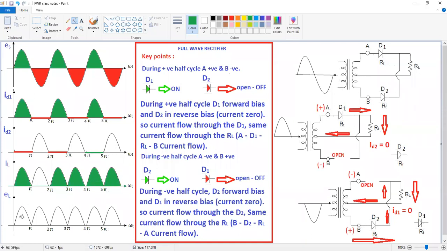Then what will happen to the voltage? Again it will become (ID1 plus ID2) into R. V is equal to I into R. Okay. This is the total about your full wave rectifier.